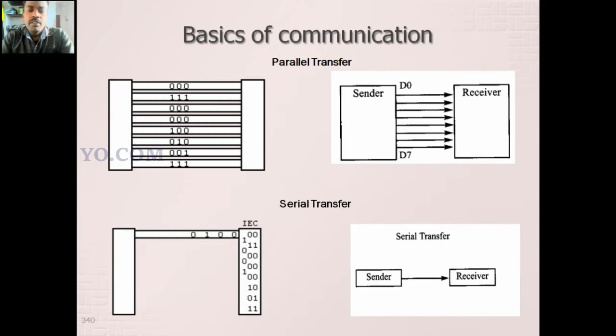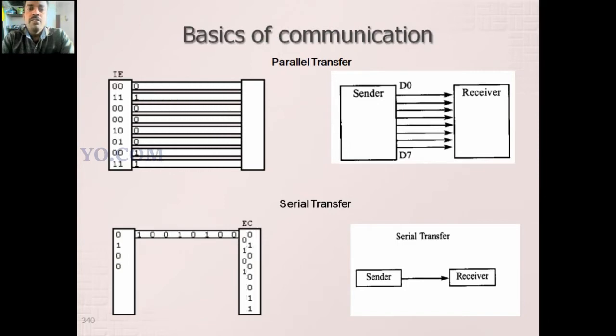So when we are saying these things, parallel needs separate lines, serial needs common lines. That is the basic thing. Parallel communication needs separate lines. If you have 5 different lines, we need 5 different wires. That is parallel. If it is serial communication, a single line is enough to transfer the data from one sender to the receiver.